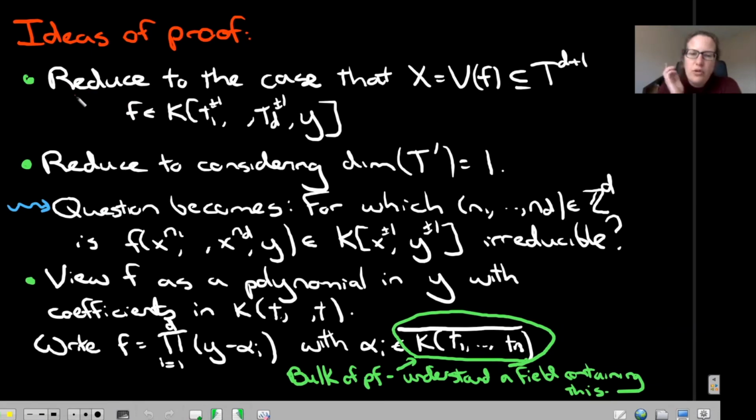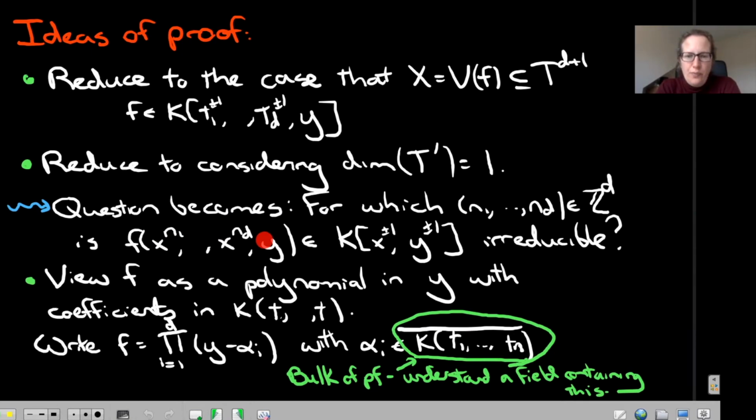Second point, we could also reduce to considering that my subtorus is one-dimensional. The question becomes, for which vectors in Z to the d, if I take f, which was a polynomial in t1 up to td and y, and make it a polynomial in x and y by substituting ti equals x to the ni, so we have f of x to the n1 up to x to the nd, comma y. This is now a polynomial in x and y, and we're asking, is this irreducible?